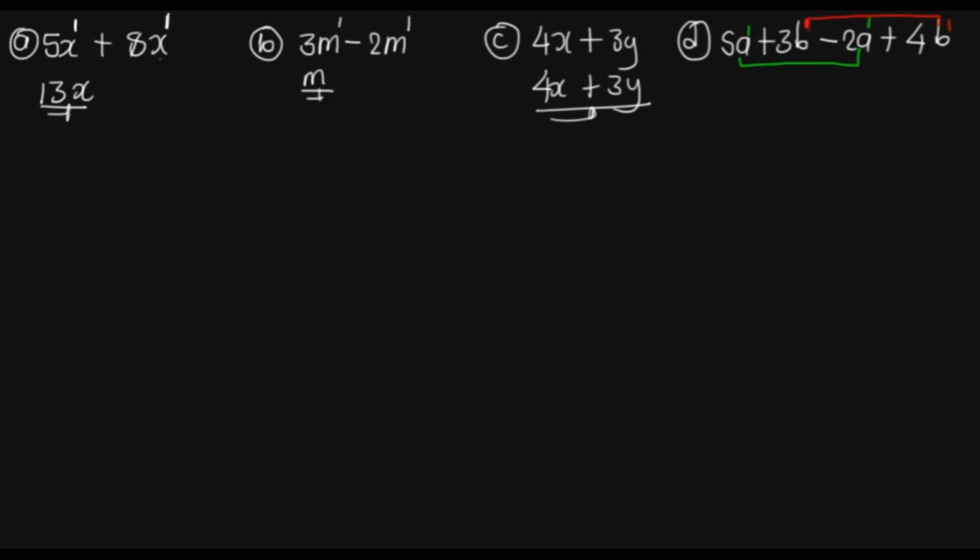So what we are going to do now, we need to group the like terms. So we get our 5a, then its like term is negative 2a, plus 3b plus 4b. So 5a, here we have positive 5a minus 2a. We are going to subtract. So we have 3a, then 3b plus 4b is 7b. So this is how far we can simplify this question.